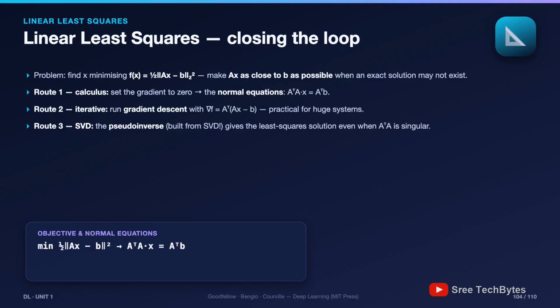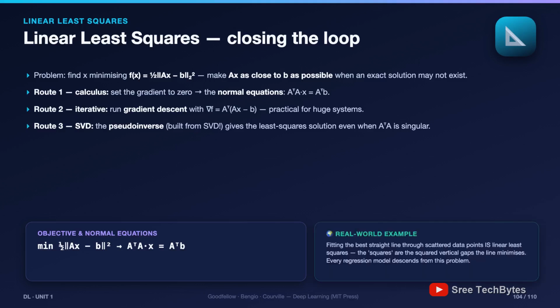Now watch the convergence. The L2 norm defines the objective, transpose and inverse solve it exactly, SVD rescues the singular case, gradient descent scales it up, and under Gaussian noise it's maximum likelihood. The probability chapter taking a bow, every chapter of Unit 1 in this problem. That's not a coincidence. That's the design of the subject.